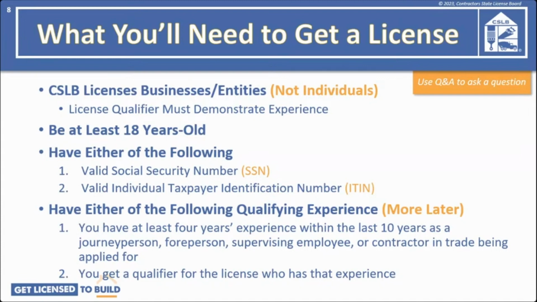You must be at least 18 years of age. You must have either a valid Social Security number or a valid individual taxpayer identification number, or an ITIN. You can qualify the license in one of two ways. First, you can qualify the license by having at least 4 years experience within the last 10 years as a journey person, foreperson, supervising employee, or a contractor in the trade being applied for. Or you can also get a qualifier for the license who has that required experience. We will spend time talking about how you can demonstrate your experience on your application later in this presentation.